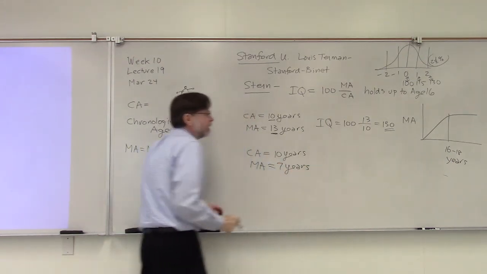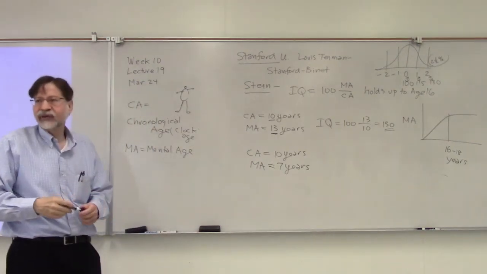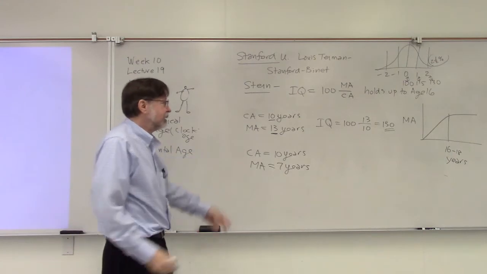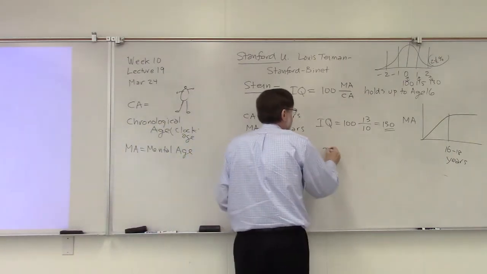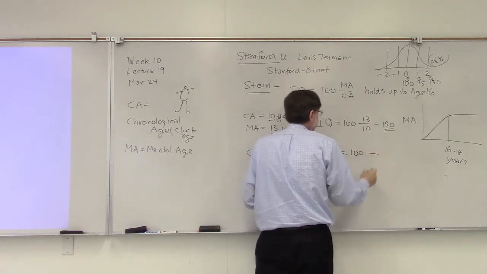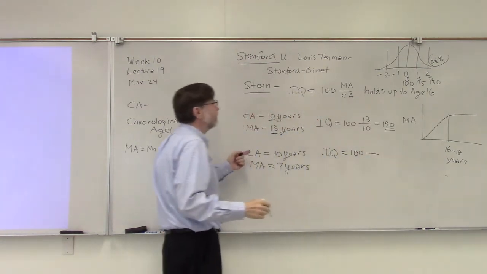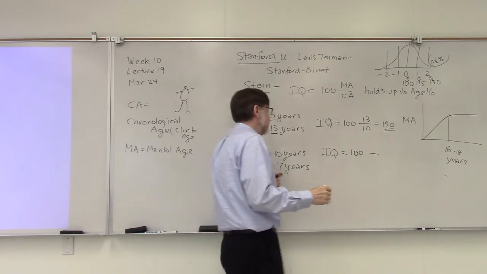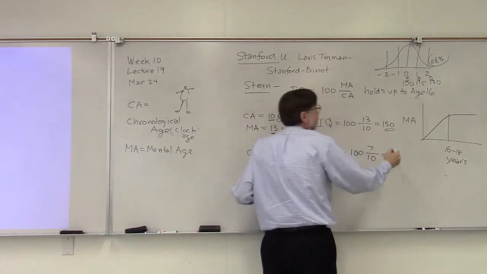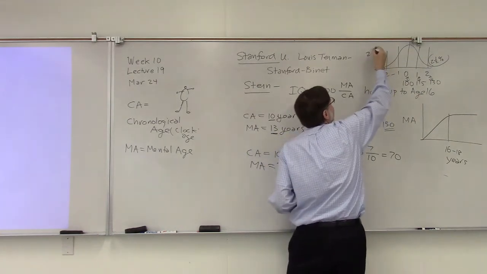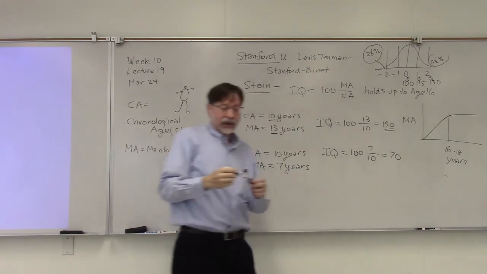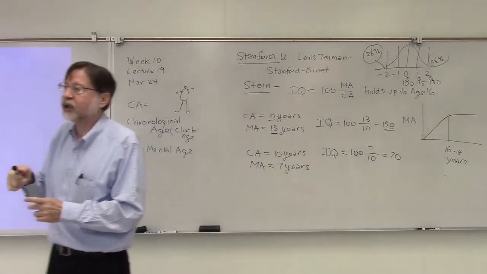In other words, on the IQ test, they perform like the average 7-year-old rather than like the average 10-year-old or 13-year-old. Well, then they would have an IQ equal to 100 times the ratio of mental age divided by chronological age, and the mental age is 7 and the chronological age is 10, and that's 70.